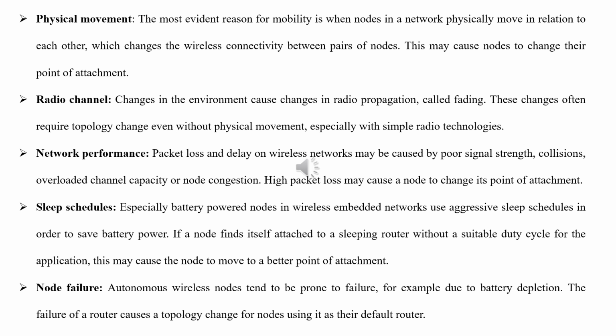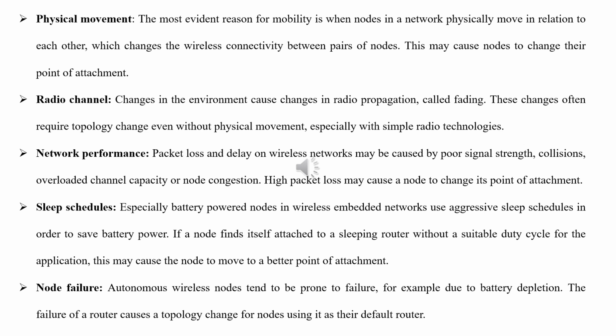The causes of topology change can be categorized simply as physical movement, radio channel changes, network performance, sleep schedule, and node failure. The first one is physical movement. The most evident reason for mobility is when nodes in a network physically move in relation to each other, which changes the wireless connectivity between pairs of nodes. This may cause nodes to change their point of attachment.